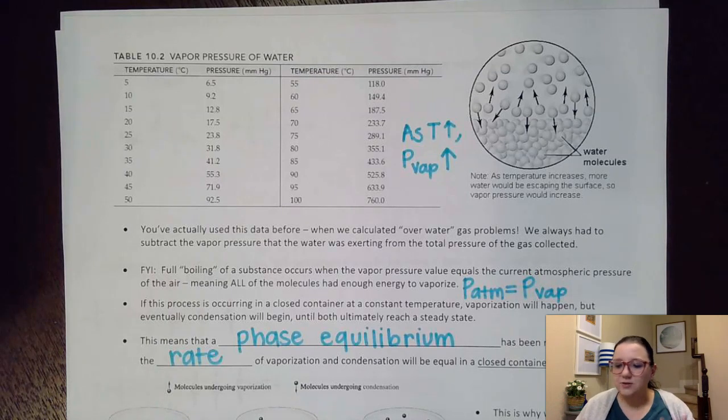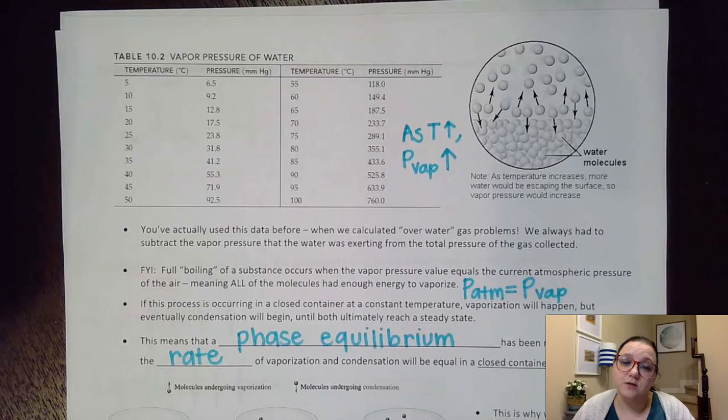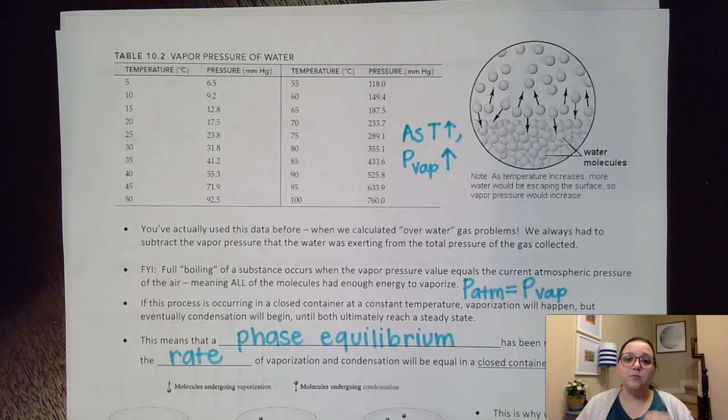Now, if this data looks a little familiar, giving you a temperature and a particular pressure at that temperature, it's because when we did gas law problems, we actually used this data when we calculated over water problems. Remember, when I'm collecting a gas over water, we're always assuming that there's also a little bit of water vapor evaporating off the surface, and so we have to subtract these values from any pressure that's recorded over the water in order to make sure that we're only recording the pressure of the gas that I'm trying to collect. So if that at all sounded familiar, that was why.